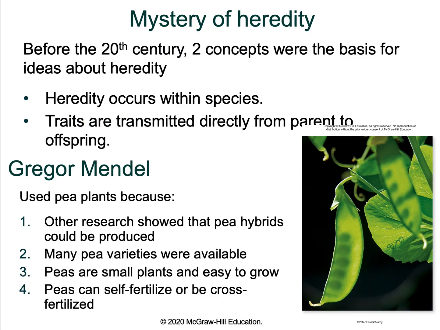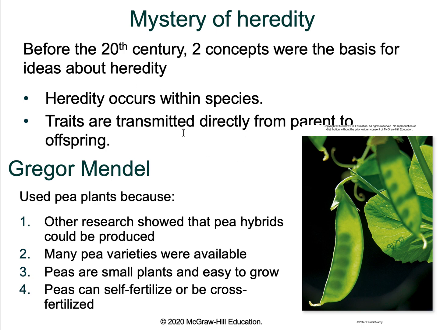For the final chapter, patterns of inheritance, this is something that was observed early on, and we had finalized that it occurs within a species and that traits are transmitted directly from the parent to the offspring. And this was before the 20th century, right? That we had already kind of established this.